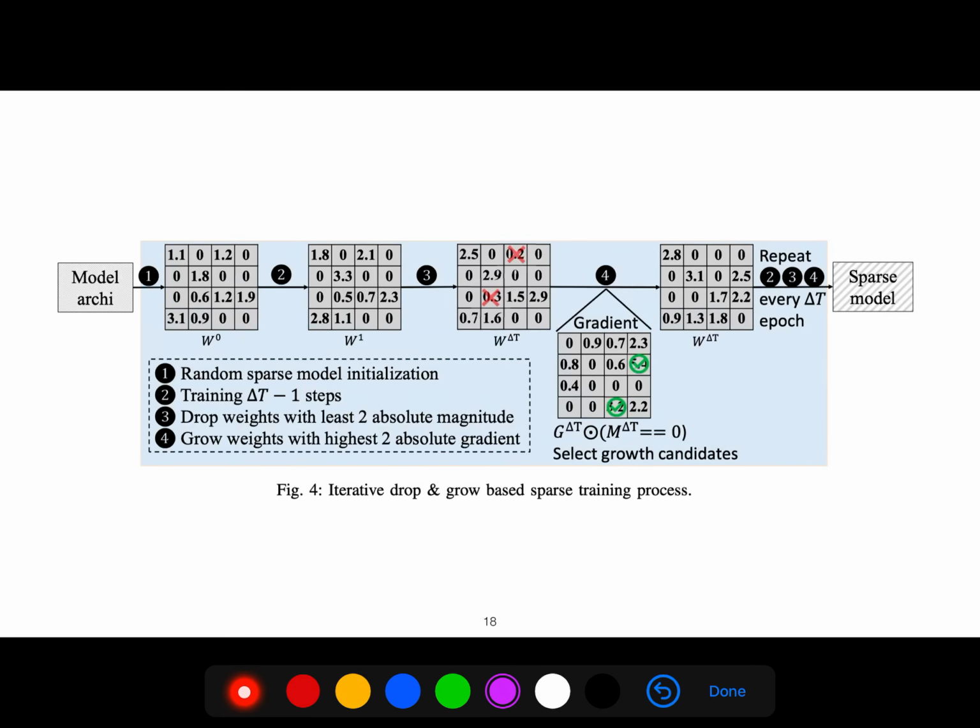So this is what happens in the iterative drop and grow based sparse training process. First we do random sparse initialization, and you get our initial weights. Then second step, you go train delta t minus 1 steps. At the third step, we drop weights. You see they have dropped these weights. We drop weights with the lowest absolute magnitude, and then we grow weights with the highest absolute gradient.